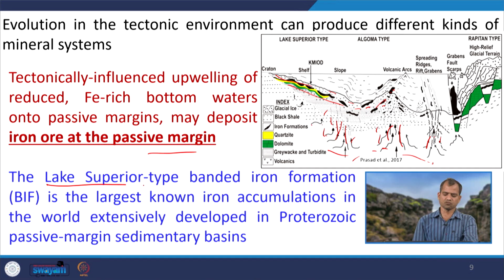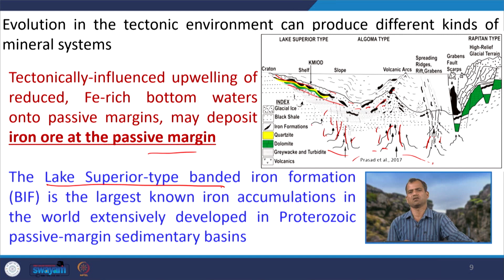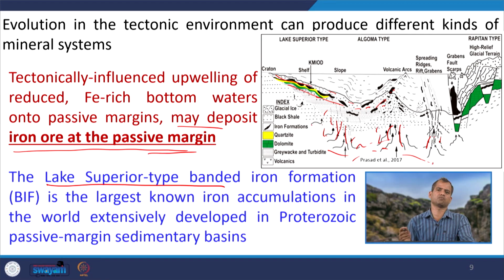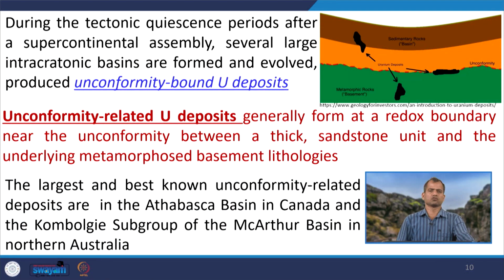So, here the Lake Superior banded iron ore formation is the largest you can say in the world. This type of deposit was formed this way. That means it may deposit the iron ore at the passive margin. So, here active tectonics, active magmatism is not required, but anyway we have to disturb the fluid and the fluid has to escape, and due to change in the Eh-pH condition, it will create this deposit and precipitate the iron ore.